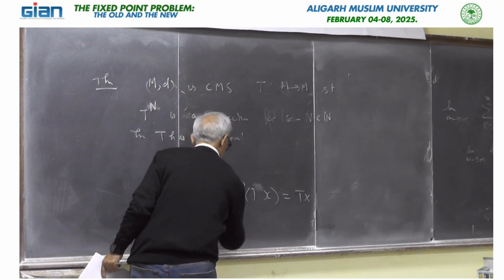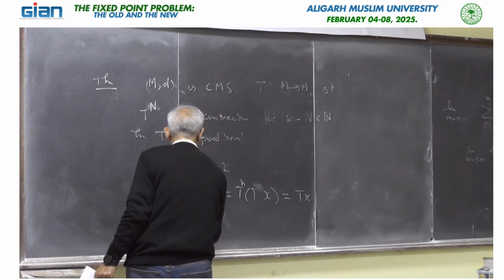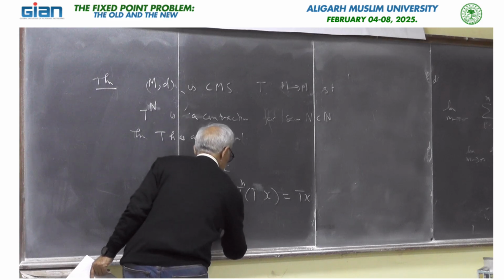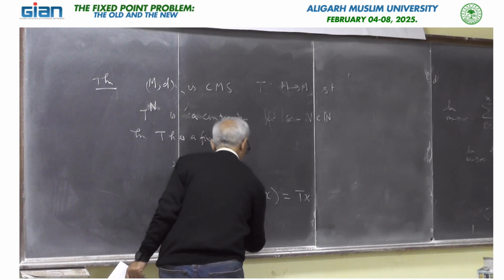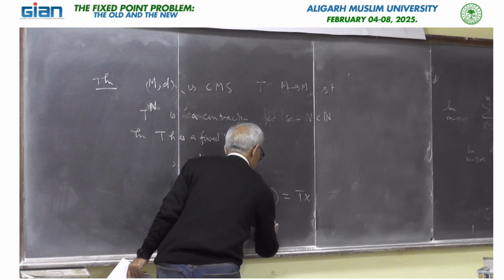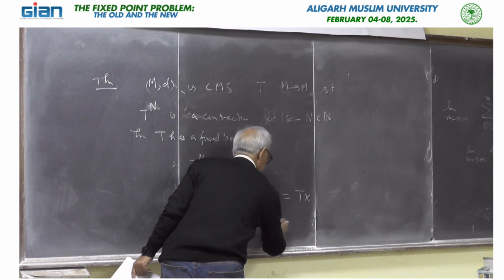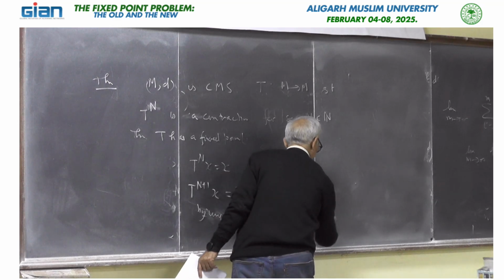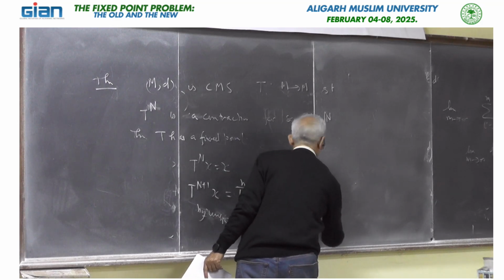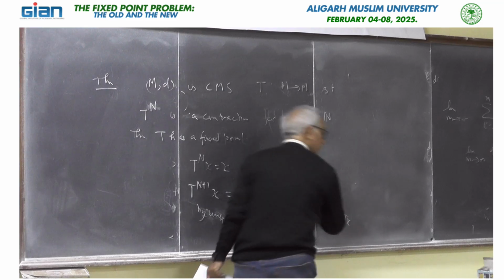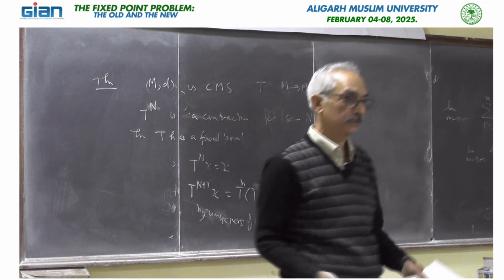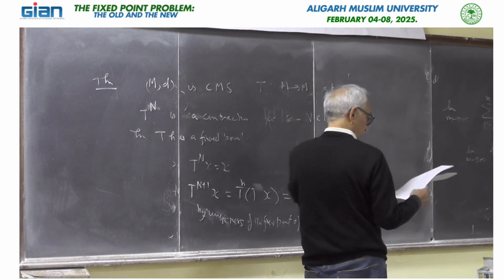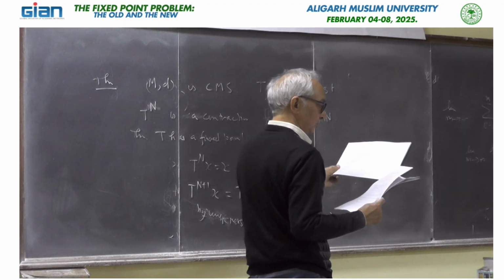So by uniqueness of the fixed point of T^N, this implies that x equals Tx, and therefore x is a fixed point of T. Is that clear? It's a very simple proof, but it is quite powerful, as you will see tomorrow. That's what we are going to use.